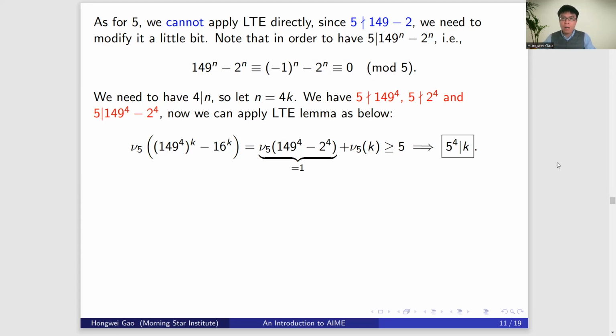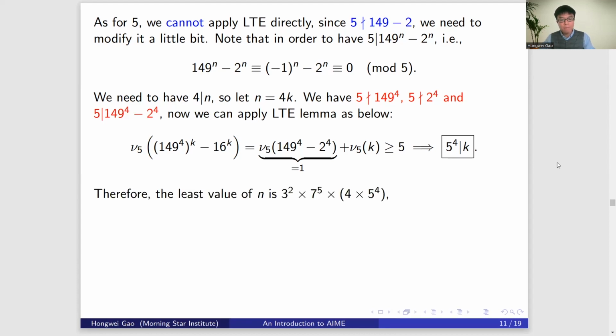Now we get all requirements on n. So we can sum up as follows. The least value of n is 3 squared times 7 to the 5th power times 4 times 5 to the 4th power.